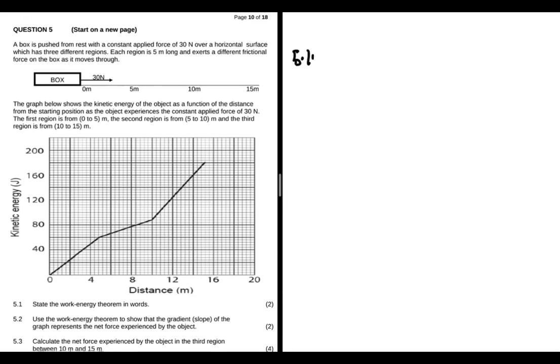5.1 says state the work energy theorem in words. The work energy theorem essentially says that work net is equal to change in EK. So what this is telling us is that the work net done on an object is equal to the object's change in kinetic energy. The work done on an object is equal to the object's change in kinetic energy. And then now we can move to 5.2.